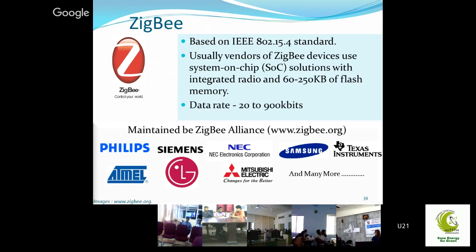Then ZigBee. ZigBee is based on the 802.15.4 standard. 802.15.4 is basically the PHY and MAC layer, and upper layers are developed by the ZigBee Alliance, which consists of a lot of companies like Philips, Siemens, etc. It can support a data rate of up to 900 kbps, and ZigBee chips are available in the market. You can even use XBee based ZigBee chips for your project or research work.